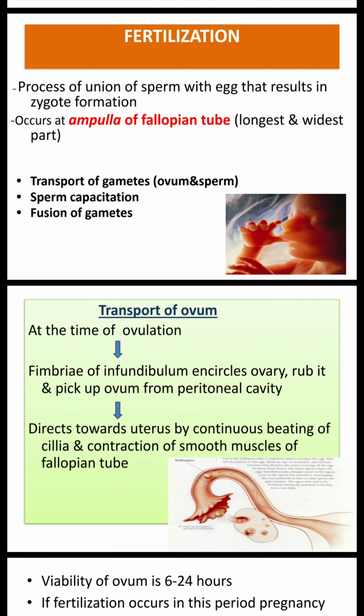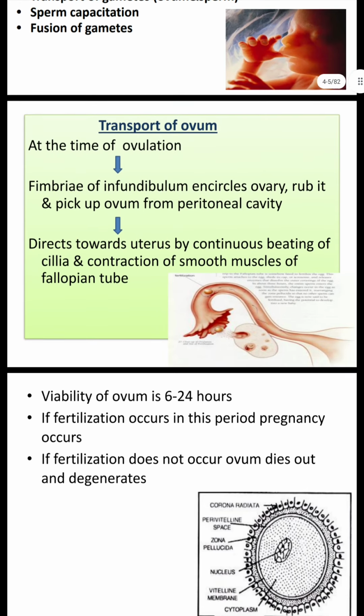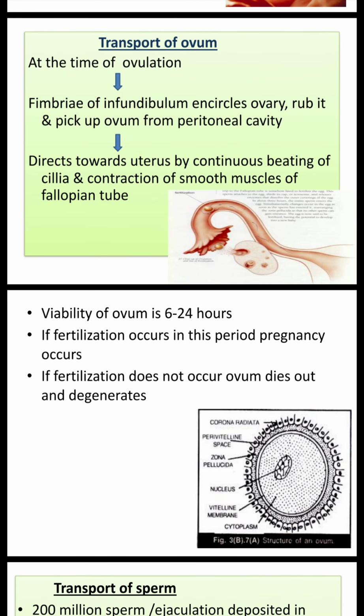Fertilization is the process of union of sperm with egg, and it results in the formation of the zygote. This whole process happens at the ampulla of the fallopian tube. The ampulla is the widest and the longest part of the fallopian tube. Here there is transport of gametes, that is sperm and the ovum, sperm capacitation, and gamete fusion. Now we can look at how the ovum is transported.